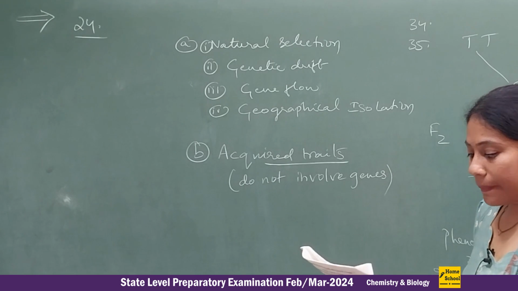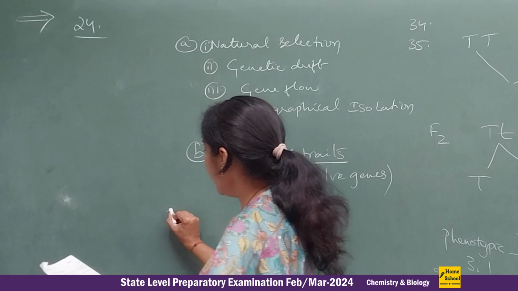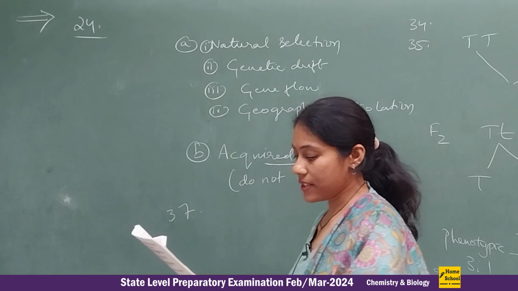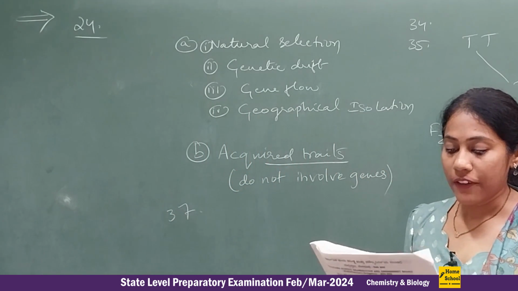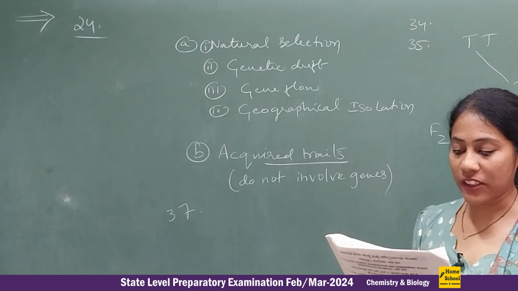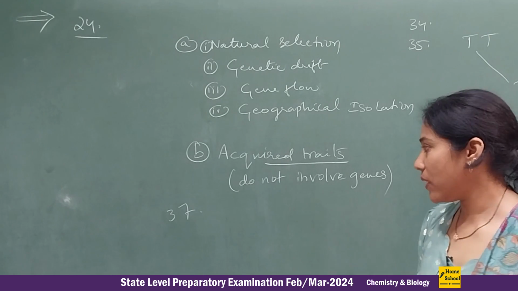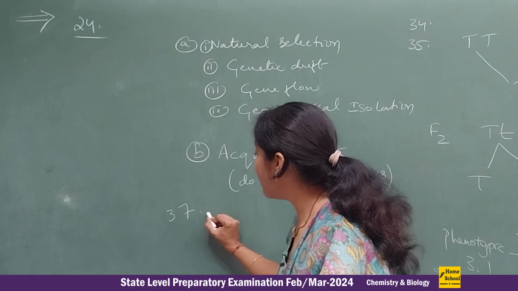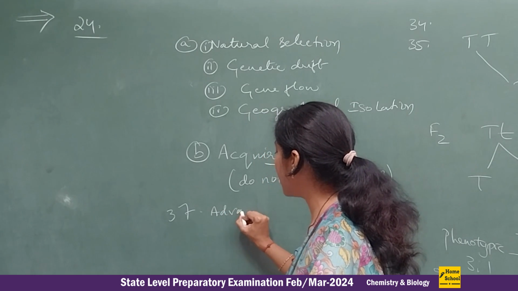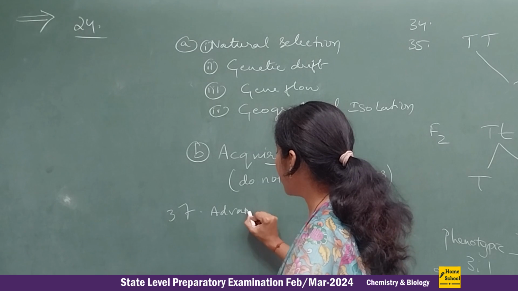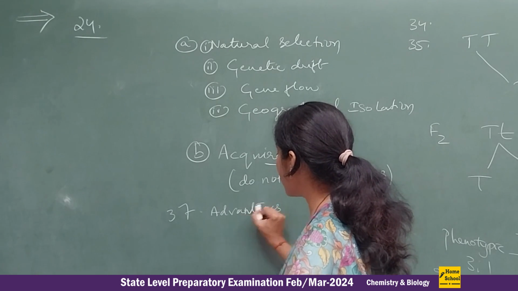And coming to the 37th question. Okay, so this is also a 3-marker question. Vegetative type of reproduction is a boon to farmers. Why? So they are asking you the advantages of vegetative propagation, guys. Advantages. So what are the advantages here?